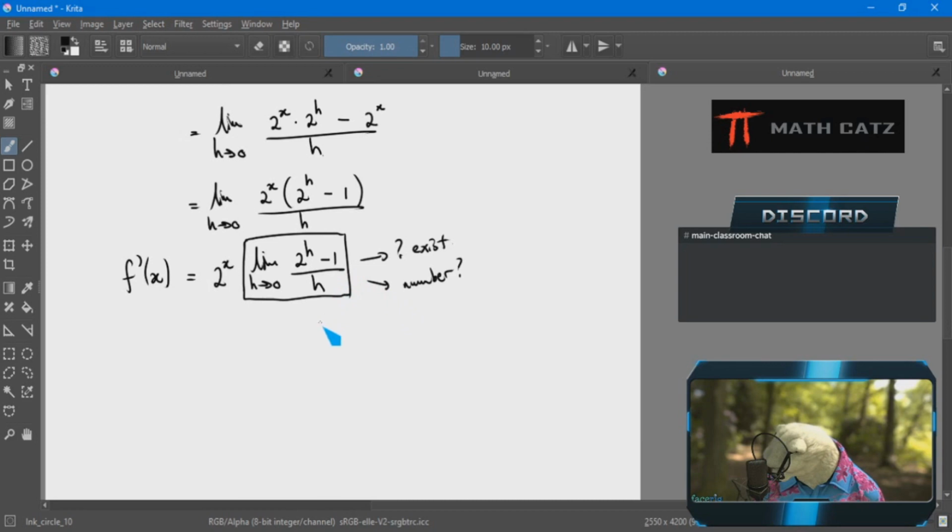Now, what one can do is take smaller and smaller values of h, plug them in, and calculate this 2 to the h minus 1 over h, and it seems like it does exist. It seems to be approaching a number, seems to be pretty stable. And that number is something like 0.69315, and there's a whole bunch of decimals. So there's a number. It's a number.